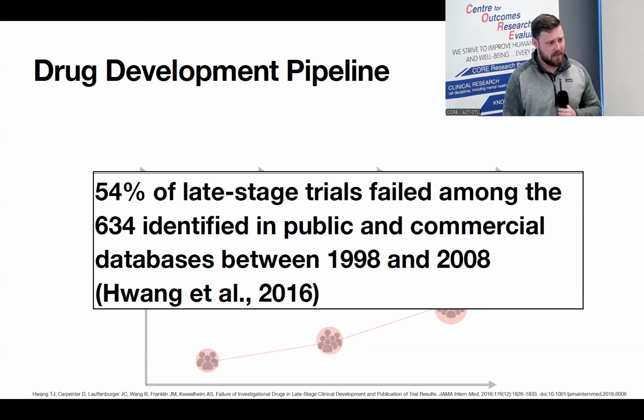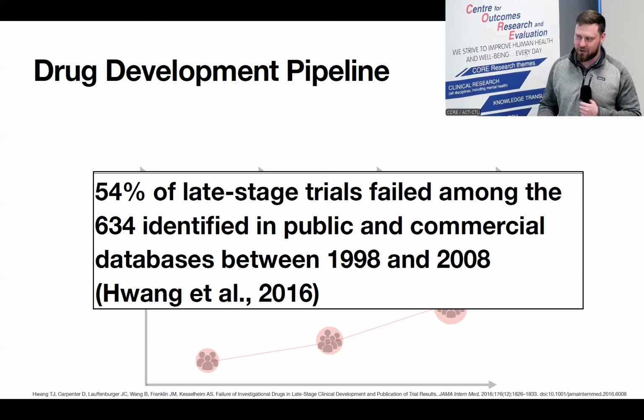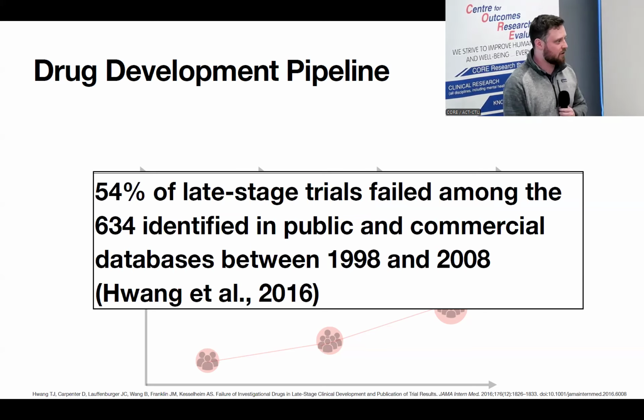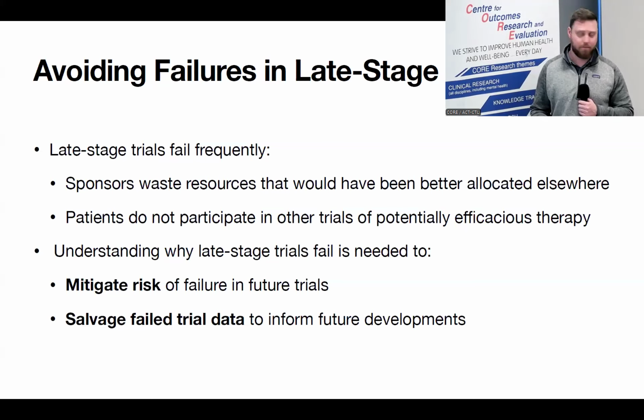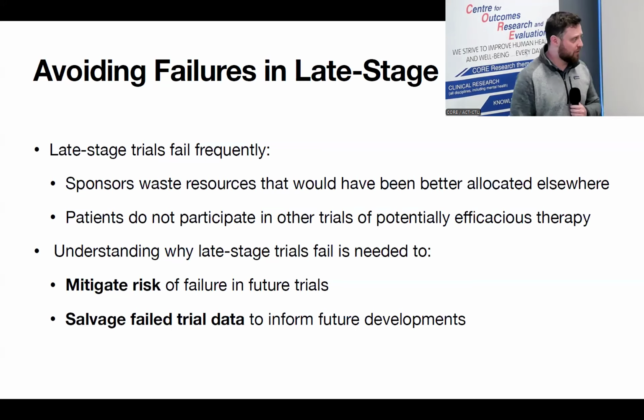And in fact, about 54% of late-stage trials have failed among about 630 that were identified in public and commercial databases between 1998 and 2008. And this is probably an undercount, given that a lot of pharma companies will not necessarily publish negative findings. And so as I was saying, these trials fail frequently. And this is bad because sponsors are wasting resources and patients are not participating in trials that could potentially improve their outcomes. And so understanding why these late-stage trials fail is really needed to mitigate the risk in future trials, but also try and salvage the failed trial data, maybe use it for the design of new trials.